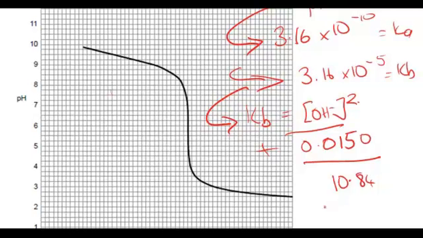We can round that to 10.8 for 3 SF. I'm assuming you're confident multiplying that and taking the square root to work out the hydroxide ion concentration. Once you've got that, you can convert it into a pH value, and that's the first question done, part 1.